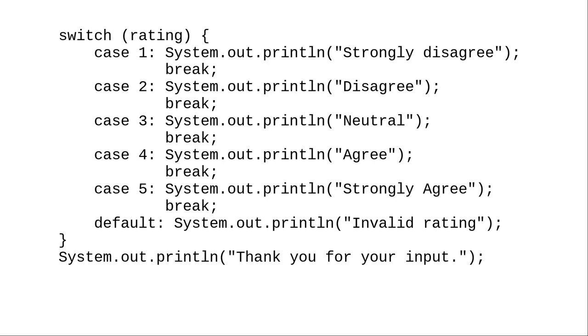Let's say we entered a rating of 3. The first case doesn't match, rating isn't 1. The second case doesn't match, rating isn't 2. The third case does match, and Java executes the statement corresponding to the case. The break statement then takes us out of the switch, and Java proceeds with the next statement after the switch.